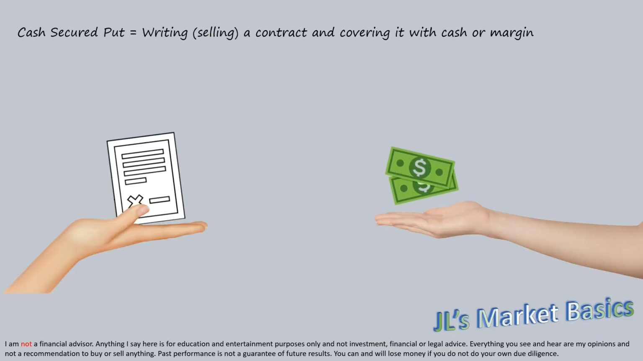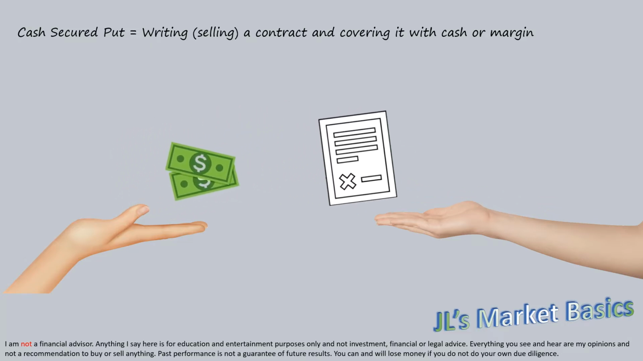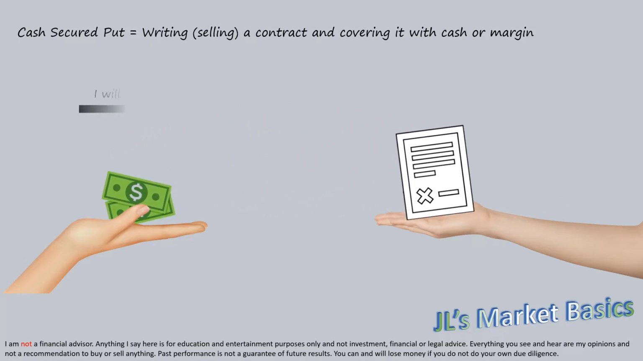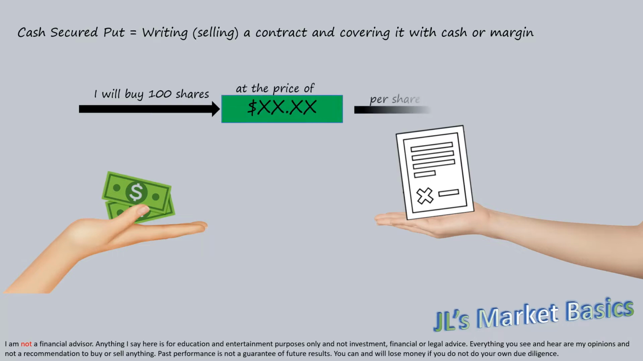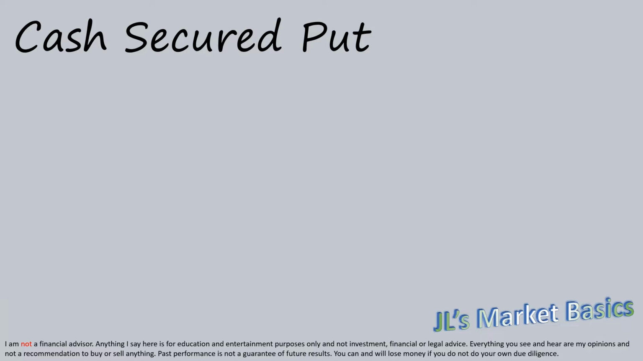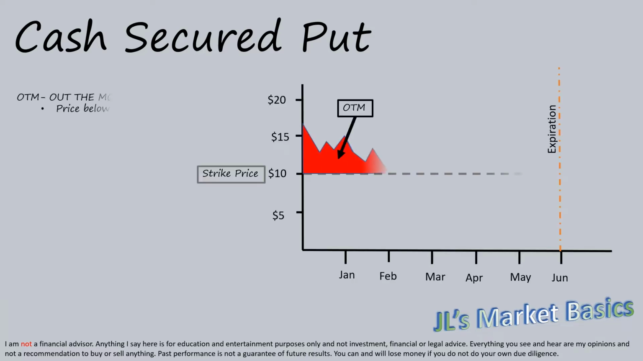When writing the cash secured put, you are essentially selling a contract stating that you are willing to buy 100 shares of the underlying at an agreed price if the share of the underlying reaches that price on or before the contract expires. If the share price is out of the money, essentially trading above the strike price, the buyer of the contract cannot exercise the contract and sell the shares to you.